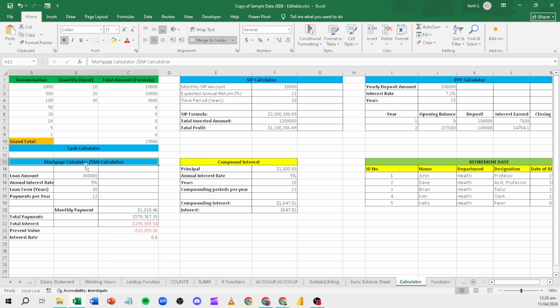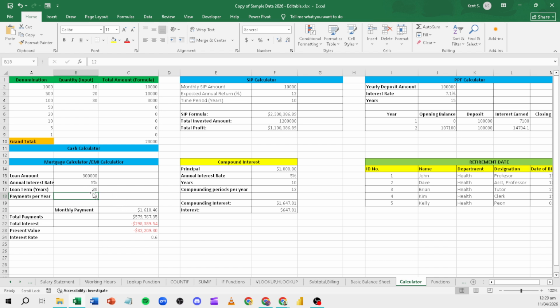Right under that, add labels for your inputs: loan amount, annual interest rate, loan term in years, and payments per year. Type your values next to each label. As a quick tip, format loan amount as currency, annual interest rate as a percentage, and keep payments per year as a whole number, like 12 for monthly payments.